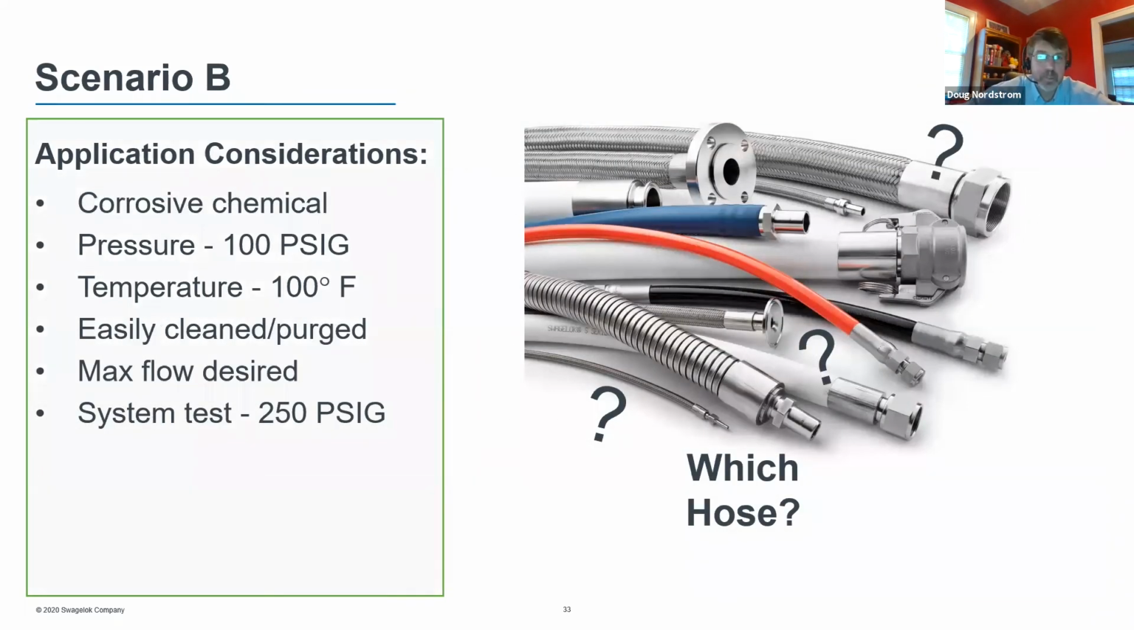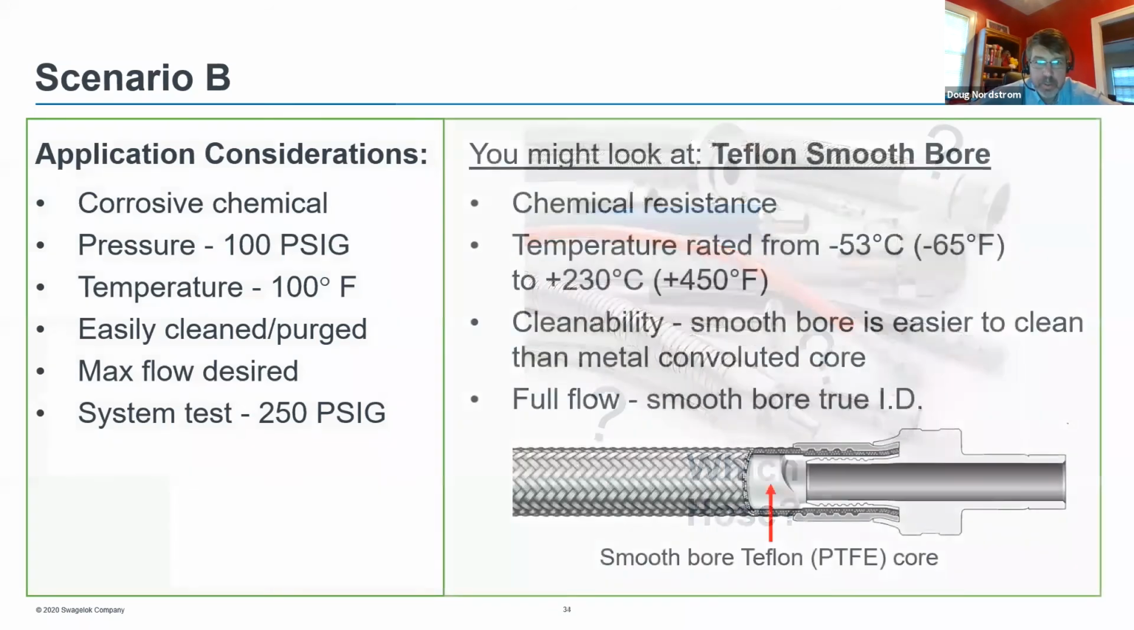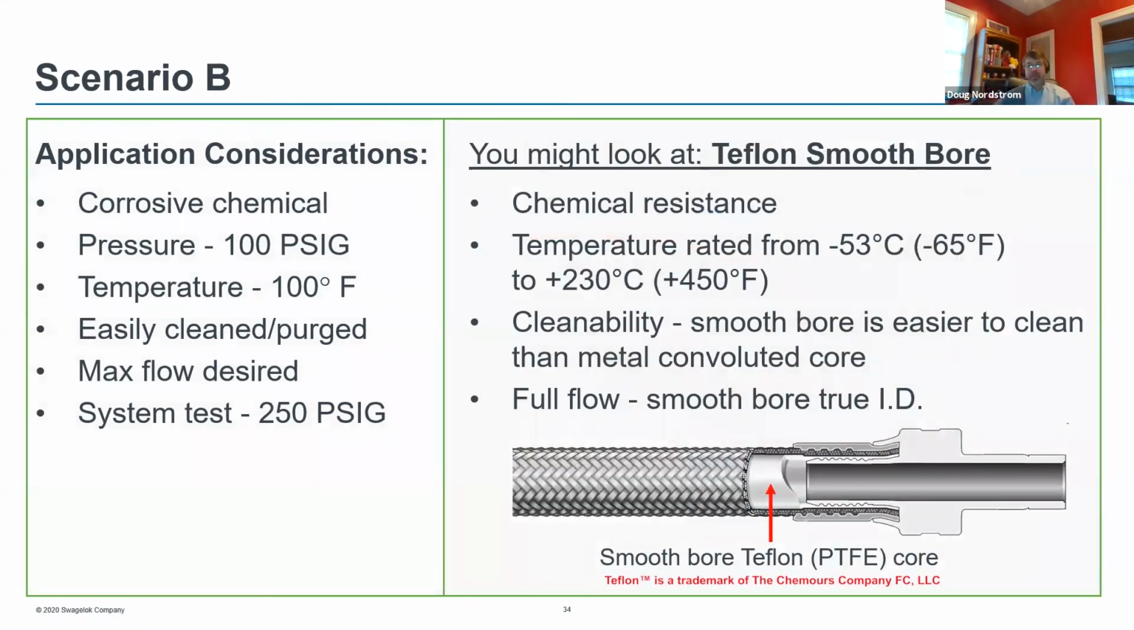And then a second one here, just real quick, upper level stuff: a corrosive chemical, again low pressure, low temperature. The key with this is not only that it's corrosive, but that it must be easily cleaned. So that's leading us towards a smooth bore. Again, it's low pressure, system test is needed, but the cleanability of a Teflon core, especially with corrosion in mind, really leads us towards a Teflon smooth bore hose. It will be easily washable.